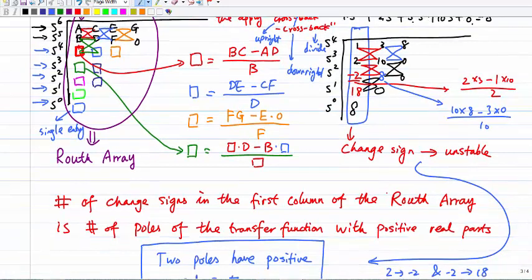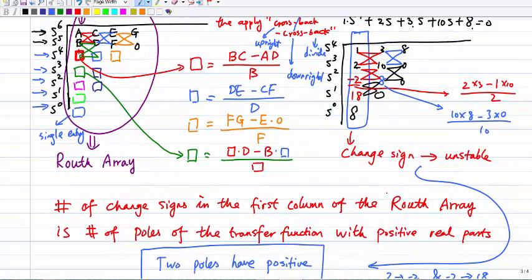Oh, this is what it says. The number of sign changes in the first column of the Routh array is the number of poles of the transformation with positive real parts. So let's also consider this example.